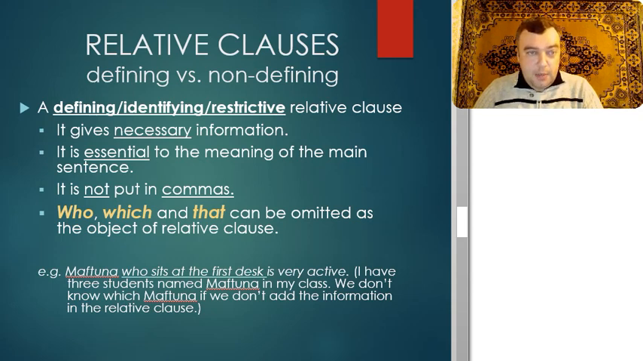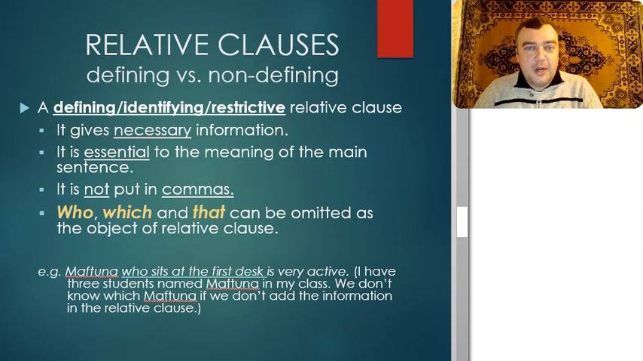Now, as discussed above, who, which, and that, the relative pronouns, can be omitted as the object of the relative clause. And if they are the subject, they cannot be omitted for the reasons discussed above. And an example for that is this sentence, which is taken from my real teaching. So in one of my classes, I have 3 students named Maftuna. And it's a bit of fun when I call this name and 3 people react.